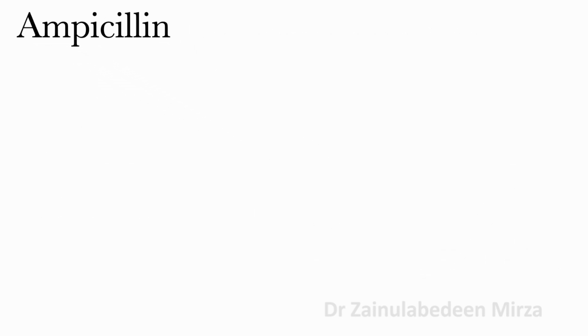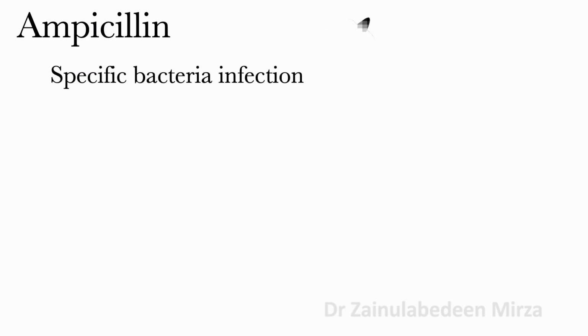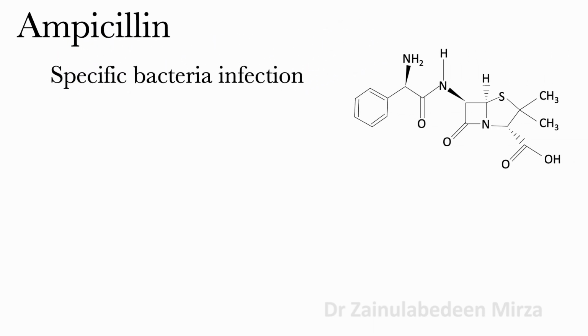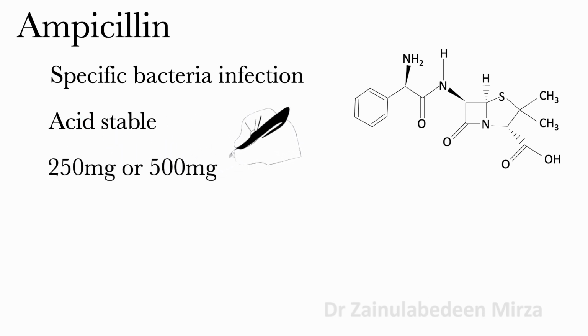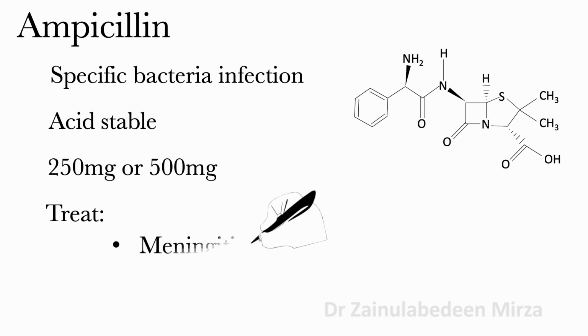Ampicillin is a drug used to treat specific infections caused by bacteria, such as meningitis. Ampicillin is acid stable, and the oral dose of ampicillin is 250 mg or 500 mg. Ampicillin is used to treat meningitis, an infection of the membranes surrounding the brain and spinal cord.